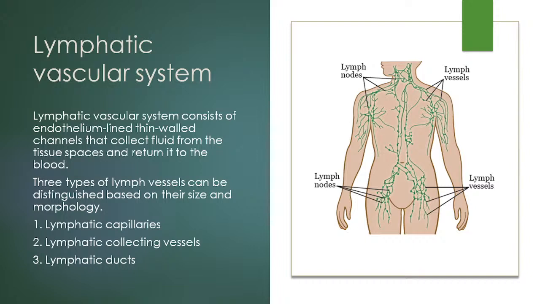They are classified based on their size and morphology. The smallest one, lymphatic capillaries. Next, lymphatic collecting vessels. And the biggest, the largest, lymphatic ducts.